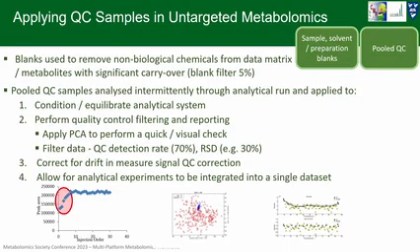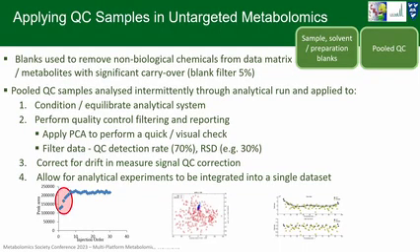So how do we apply these QC samples in the pipeline? First of all, we've got the blank samples. Now this is typically, from my perspective, a blank sample without any biological material that I've put through my entire sample preparation step so that I can remove the non-biological chemicals from the data matrix. And then we've got the pooled QC samples.